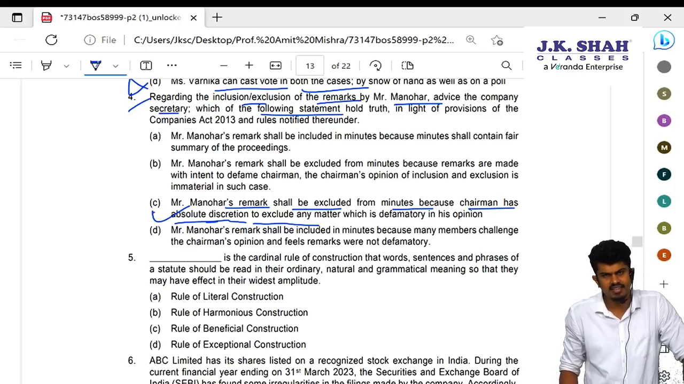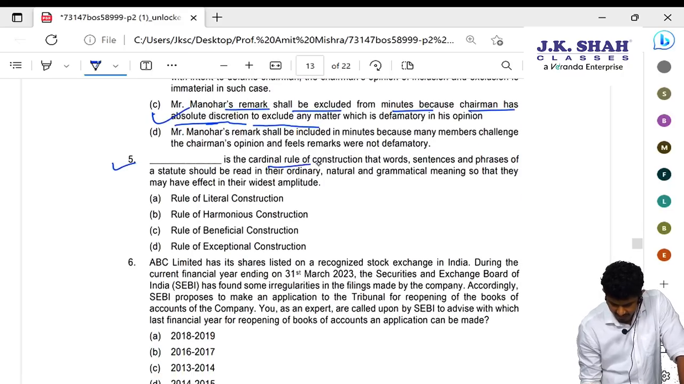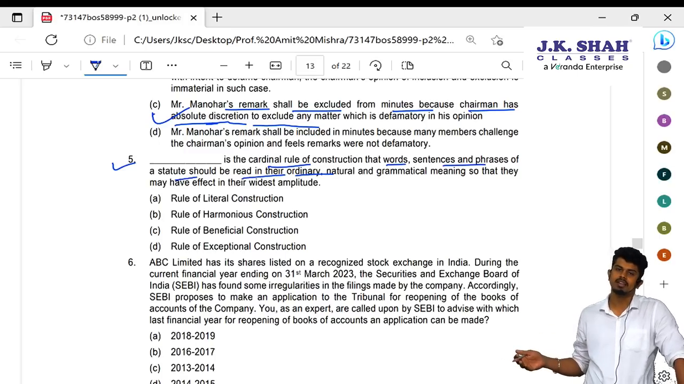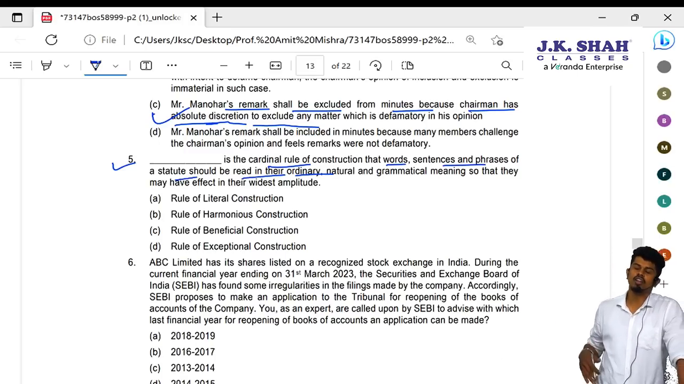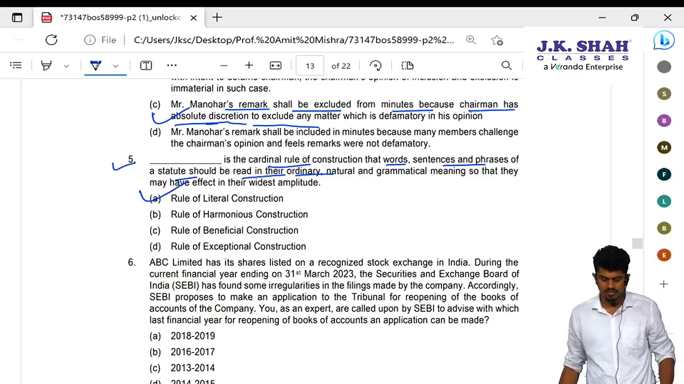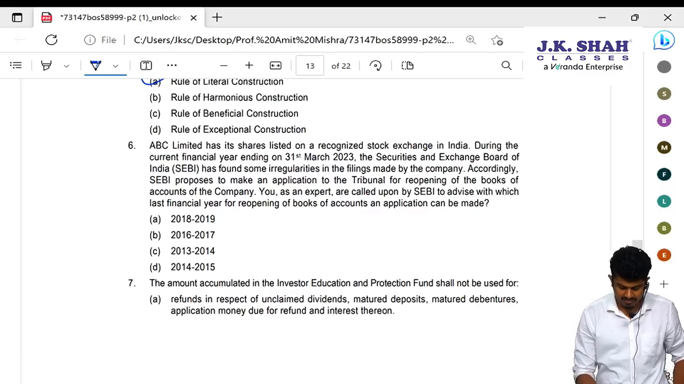Simple. Easy, you know. Now, fifth question. Dash is the cardinal rule of construction that word, sentence and phrase of a statute should be read in their ordinary natural grammatical meaning. Can I say when we refer to ordinary natural grammatical meaning, we are talking about the rule of literal construction? Correct?